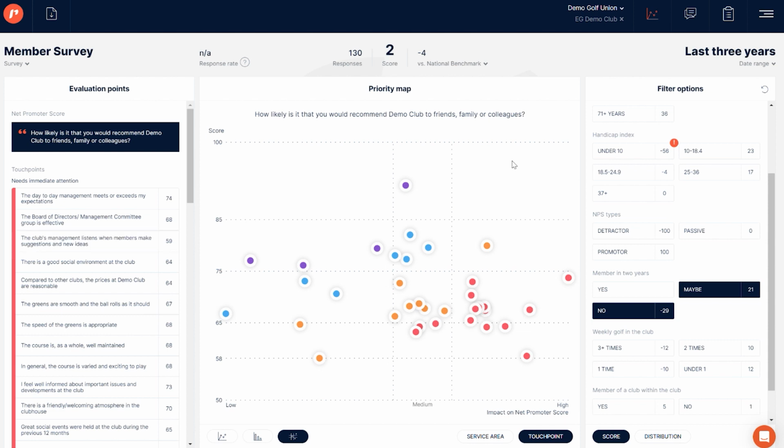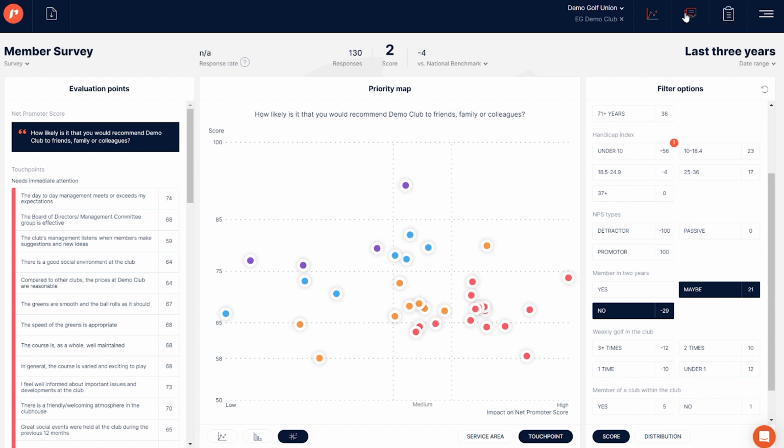So now we've found a lot of areas that we can improve on. And a good next step would be to find out how we improve on these areas. We as a club will have a lot of good ideas already, but it's always good to get it confirmed from the members who gave feedback originally.